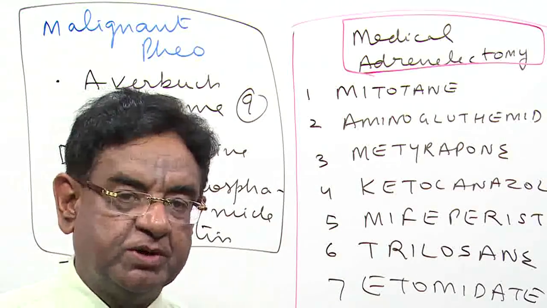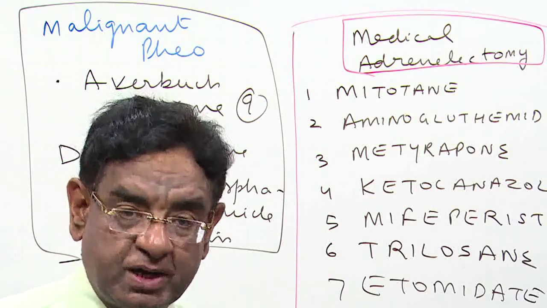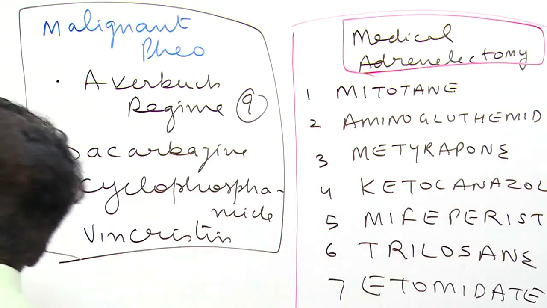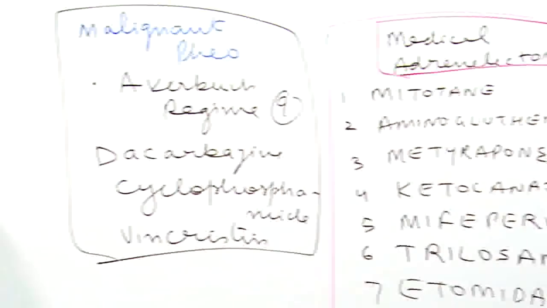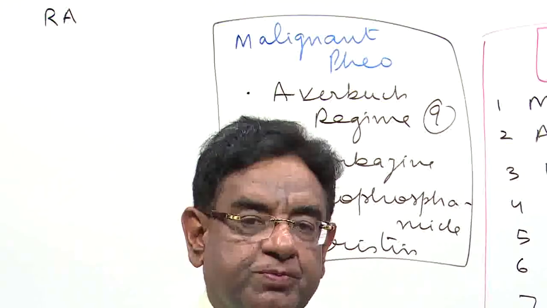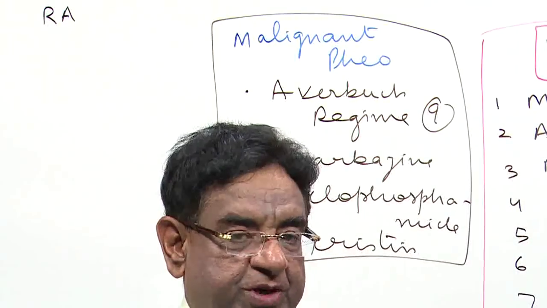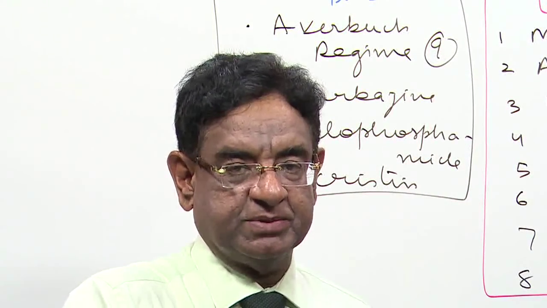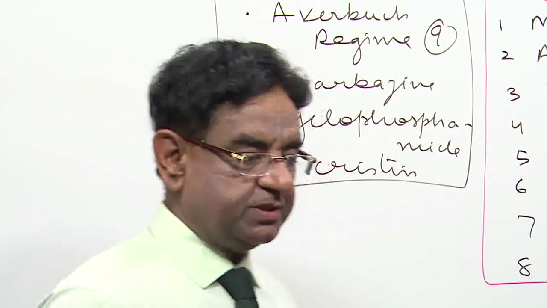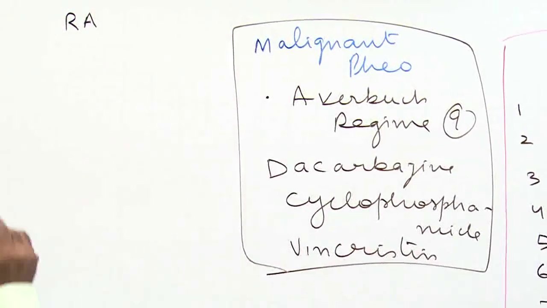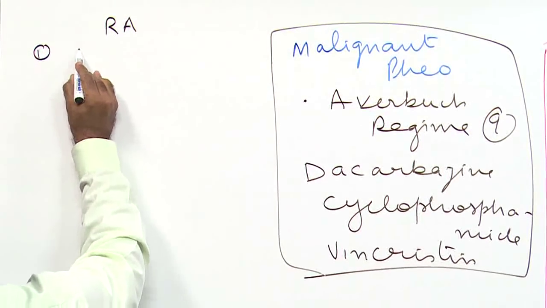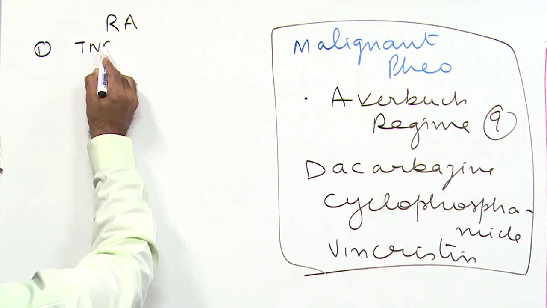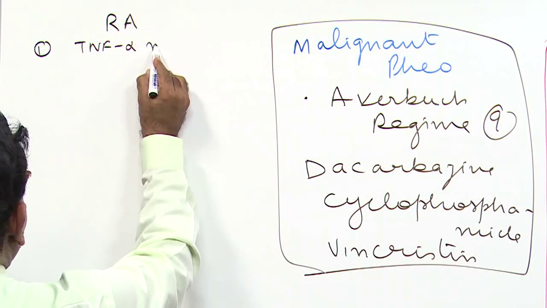So now we talk something about the new drugs in rheumatology. New drugs in the treatment of rheumatoid arthritis. And whatever drugs I am giving to you, you will surely get one question from this box in one of your exams, because they are widely discussed in all the conferences. So rheumatoid arthritis. The first category is TNF alpha neutralizing drugs.